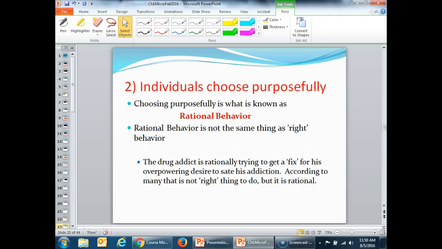So a drug addict is rationally trying to get a fix for his overpowering desire to sate his addiction. Is it rational to go and shoot up with heroin? Well, economists assume that it is. If that's what somebody's doing, then that's what they need to do. They're acting purposefully. And so we don't do the whole moral thing. We don't say, oh, this is so immoral, this is terrible, this is an awful consequence. We just say, oh, that guy must be addicted. He must be acting rationally.